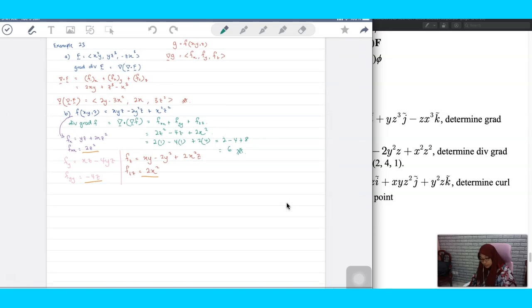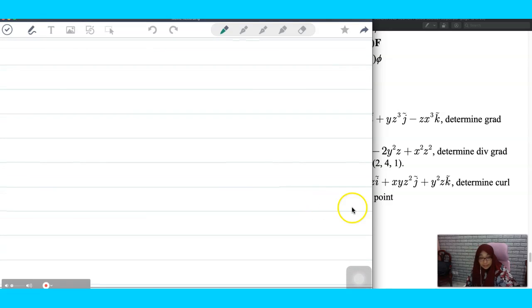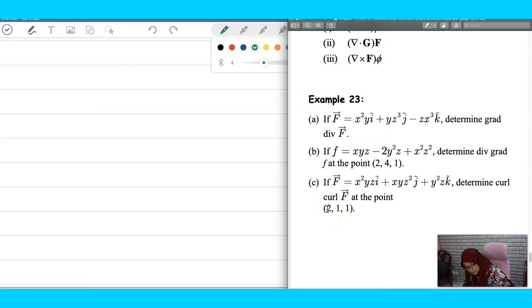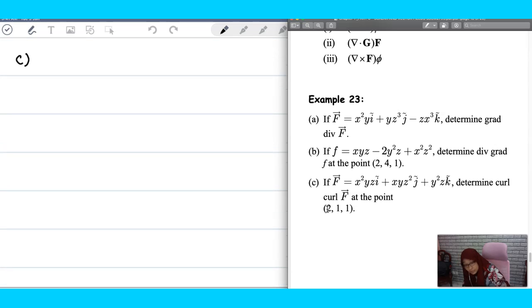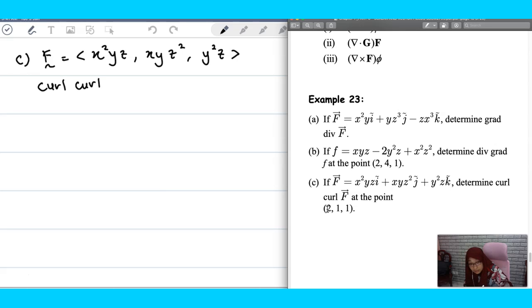So next we move to question C. So question C is about, okay, you are given a vector field x square yz, xyz square, and y square z. Determine the curl f. The point given is at 2, 1, 1.